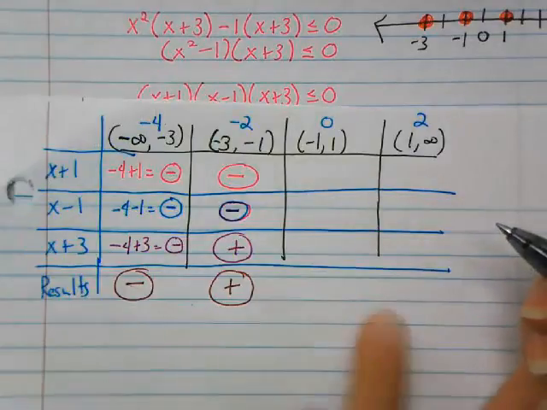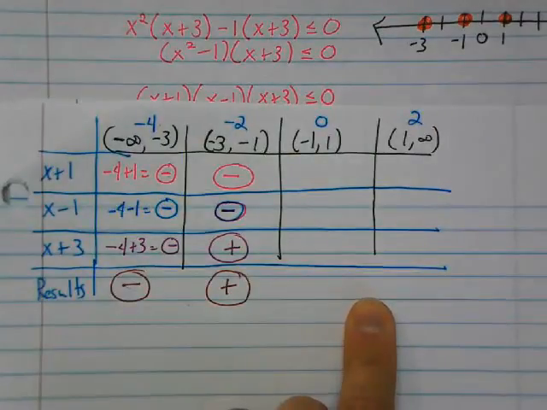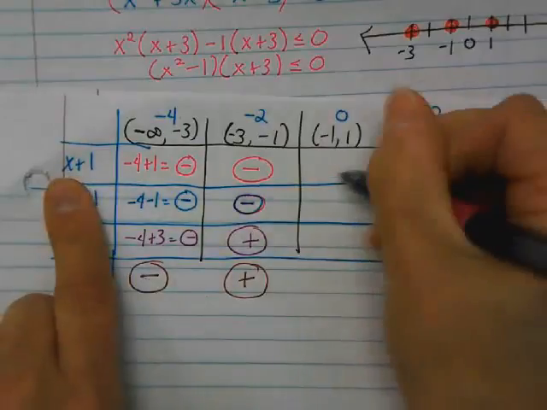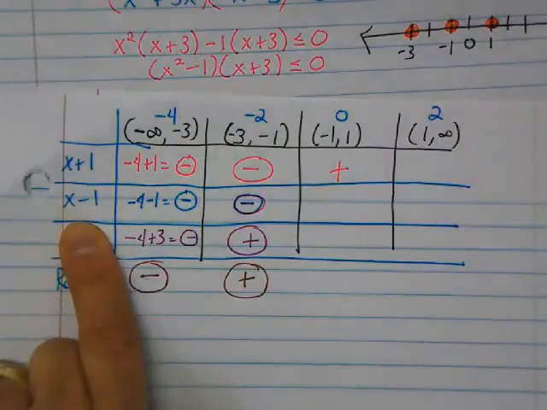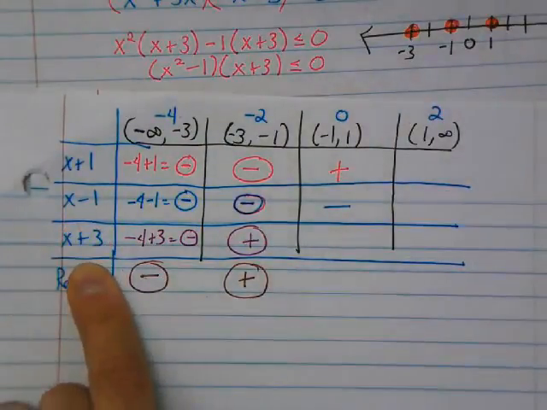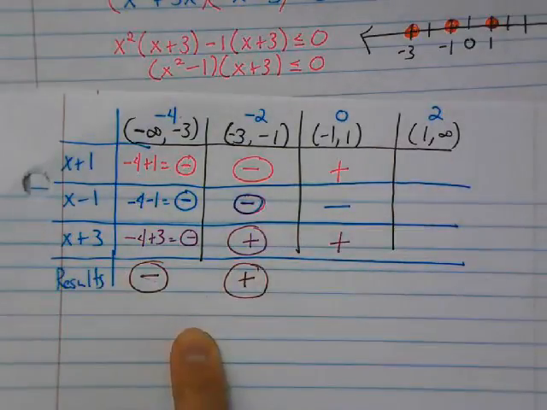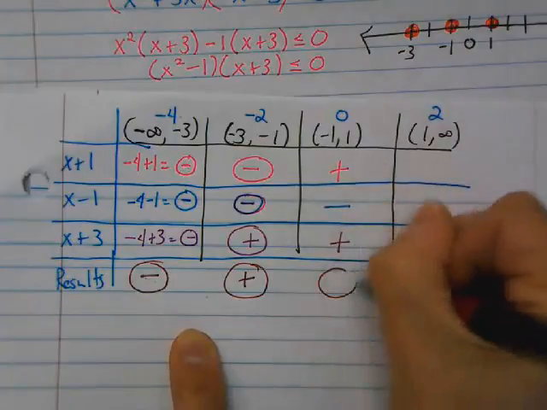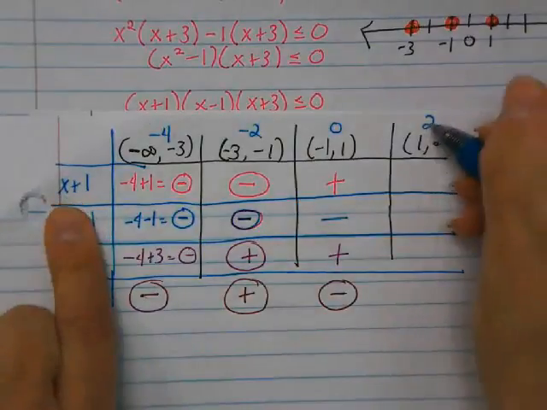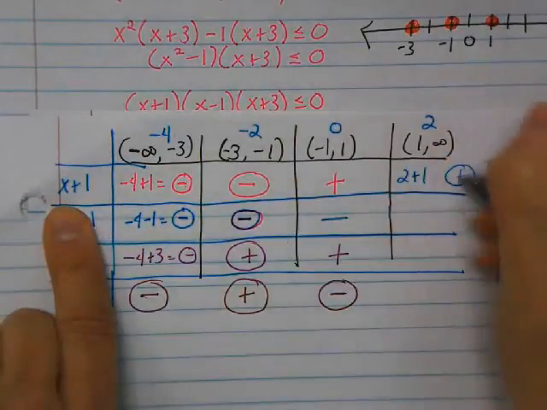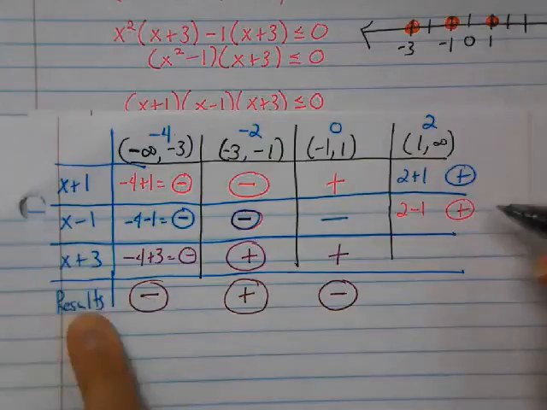Alright, let's plug in 0. 0 plus 1 is positive. 0 minus 1 is negative. 0 plus 3 is positive. A positive times a negative times a positive is a negative. Alright, last time through, let's plug in 2. 2 plus 1 gives me a positive. 2 minus 1 gives me a positive. 2 plus 3 gives me a positive. And a positive times a positive times a positive is a positive.